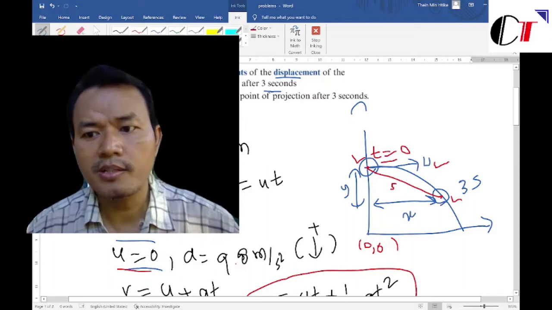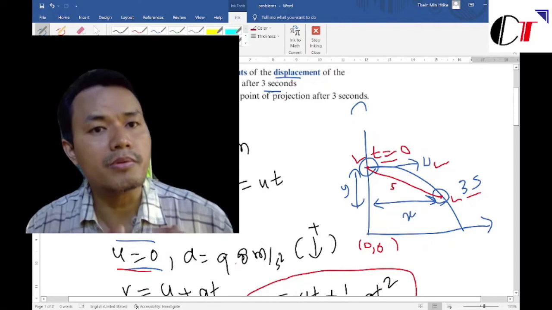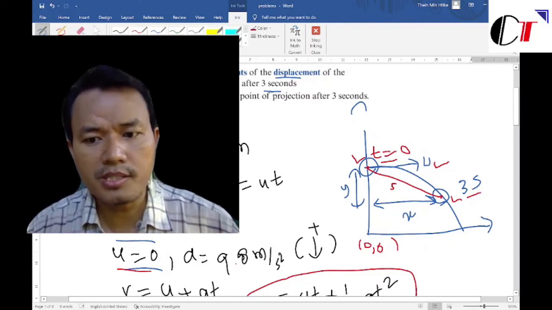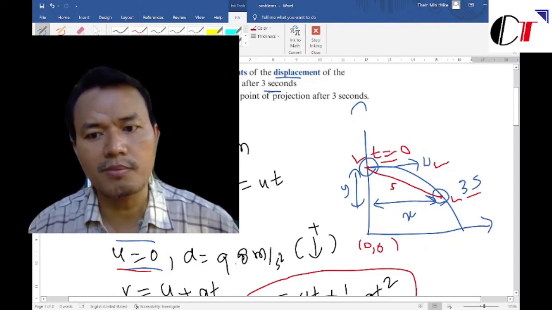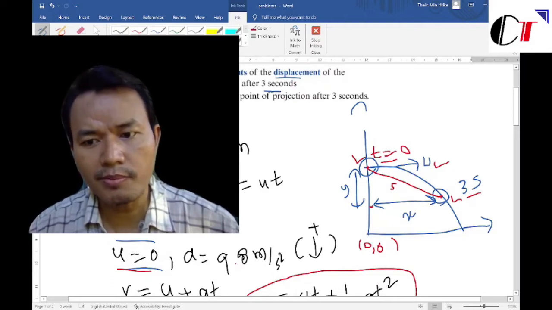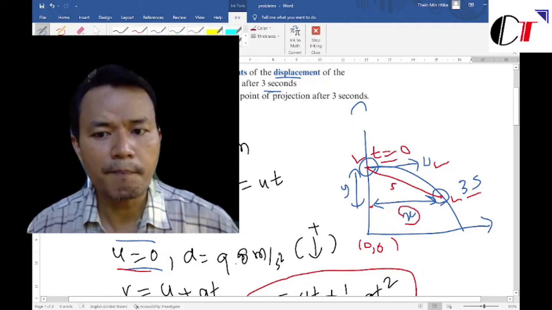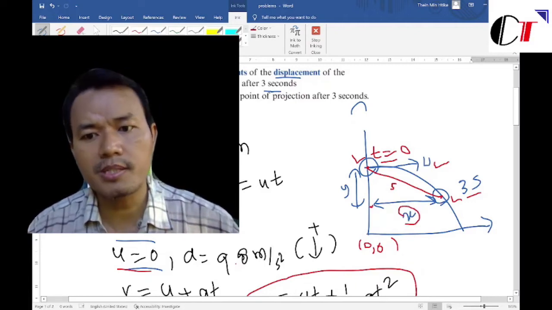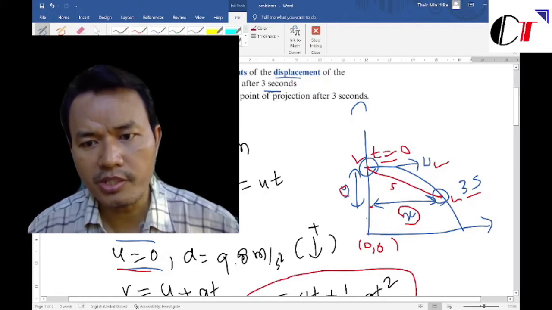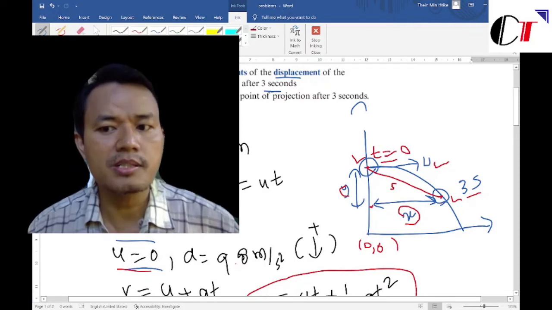And then after time t is equal to 3 seconds, you are asked to find the horizontal component of the displacement. Since your origin is here at 0, 0, the x component of the displacement will be just x here, as I show on this screen, and the y component of the displacement is just y from the point of projection to the position at time t is equal to 3 seconds.